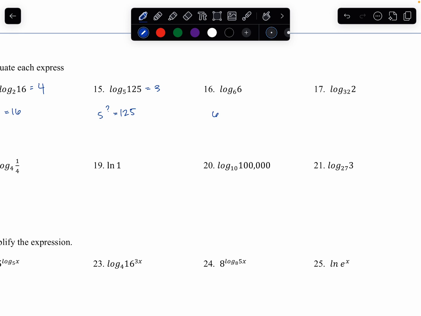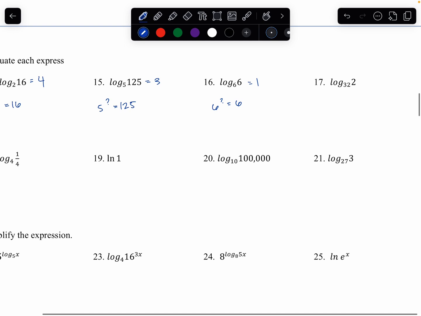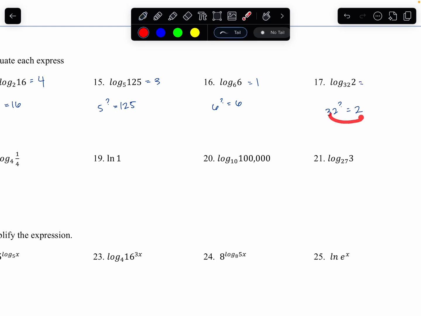Here, so 6 to what power is going to give me 6? That's going to be 1. And then 32 to what power is going to give me 2? So in this case right here, because we're getting smaller, so the value is getting smaller, that means that this has to be less than 1. And you can think about it like a fraction, I guess. But if I also think about it in the reverse order, 2 to the 5th power is 32. So 32 to the 1/5 power will be 2. So this is going to be 1/5.